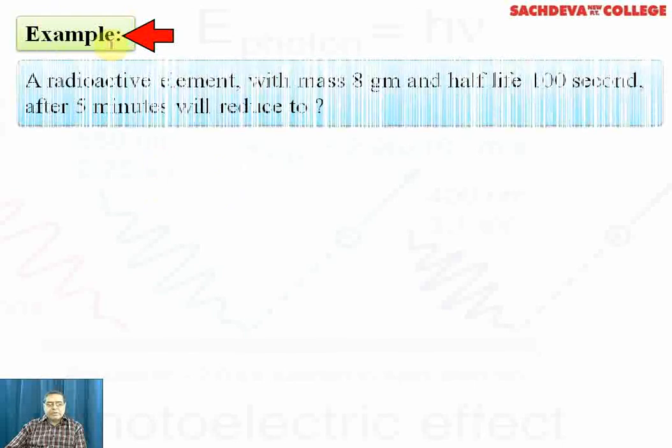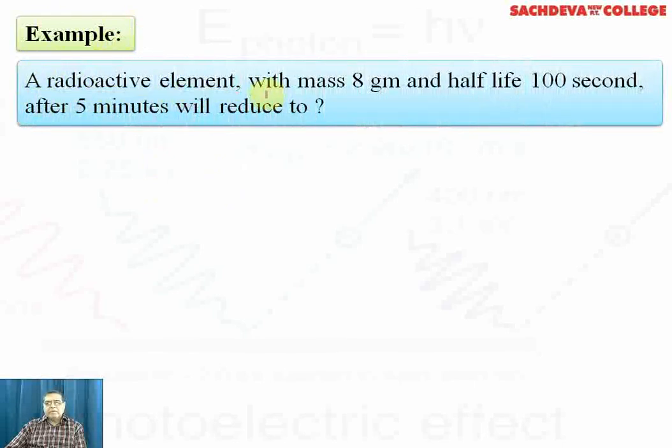Now for the next example, a radioactive element with mass 8 grams and half-life 100 seconds. After 5 minutes, it will reduce to how much? Now here the amount is given, that is amount initially is 8 grams, half-life is 100 seconds, and after 5 minutes, meaning after 300 seconds, it will reduce to how much amount? We know that N is equal to N naught e to the power minus lambda t. This can also be written in terms of mass, that is M is equal to M naught e to the power minus lambda t. Using this principle, we will get the value of amount.